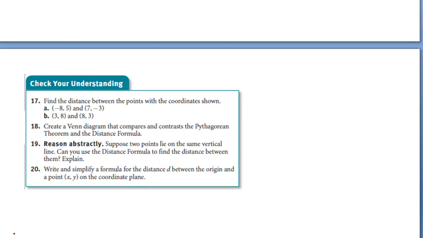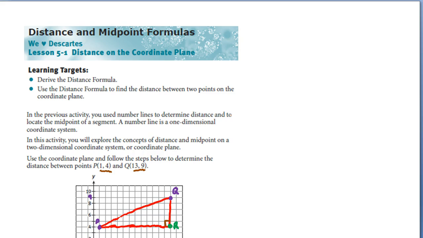Here are some check your understanding questions. So in this video, we created the same distance formula that you've used in Algebra 1 and in Algebra 2 class, and we used the distance formula to find the distance between 2 points.